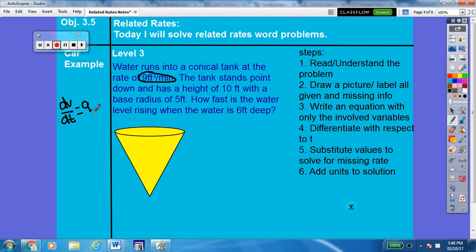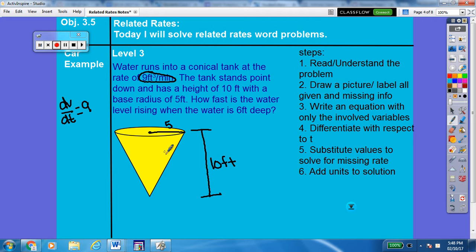The tank stands point down, has a height of 10 feet, so that's important. The height of this tank from the top all the way to the bottom is 10 feet. Now, that's not going to change. That's going to be the same no matter what. So that's important information to know. And the base radius is basically the radius of the circular part of the cone right here, and that's going to be 5 feet. Now that's 5 feet always, because this tank isn't changing.